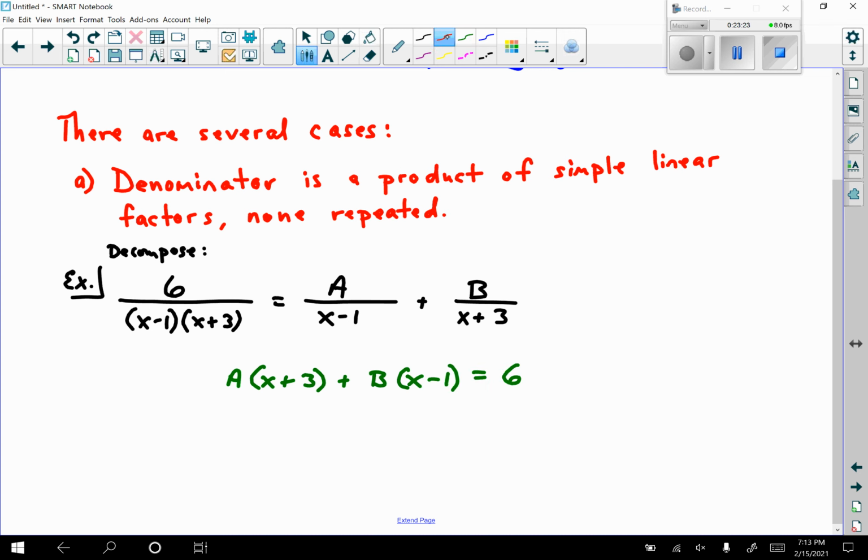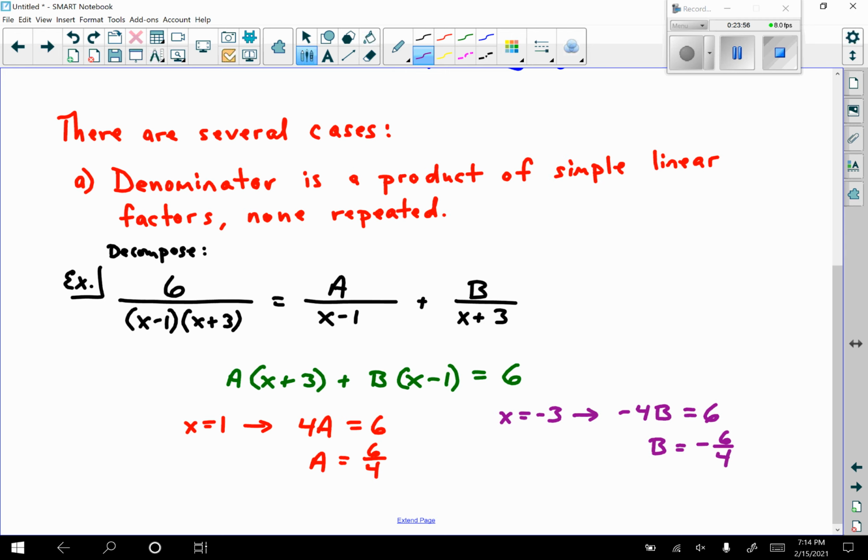So now I just pick some values for x. I always like to get rid of the b first, so let's let x equal 1. Then I'm going to get 1 plus 3, I'm going to get a 4a. 1 minus 1, my b is going to go away because that's going to be 0 times b. That's going to equal 6. So a is going to equal 6/4. We could leave it like this. Then let's let x equal negative 3. That way my a term is going to go away, and I'm going to get negative 4b is equal to 6. So b is going to equal negative 6/4.